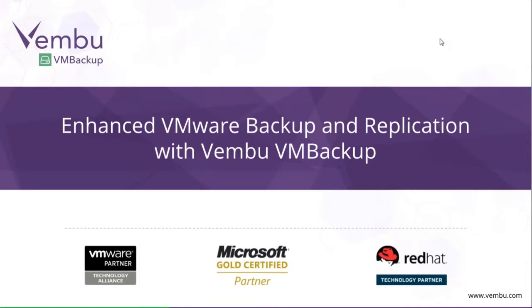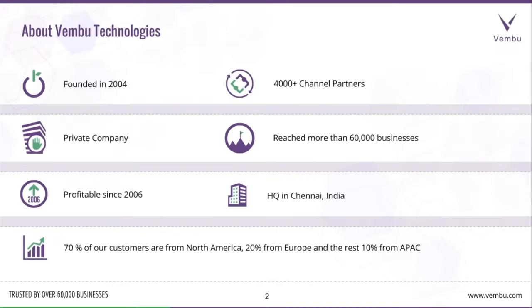Today's webinar is on enhanced VMware Backup and Replication with Vembu VMBackup, that is version 3.6. Alright, we'll talk about the company, just a brief introduction. We were founded in 2004, and we have about 4,000 plus channel partners all around the world. We are a private company, profitable since 2006, headquartered in Chennai, and we have reached more than 60,000 businesses so far. About 70% of our customers are from North America, 20% from Europe, and 10% from the other parts of the world.